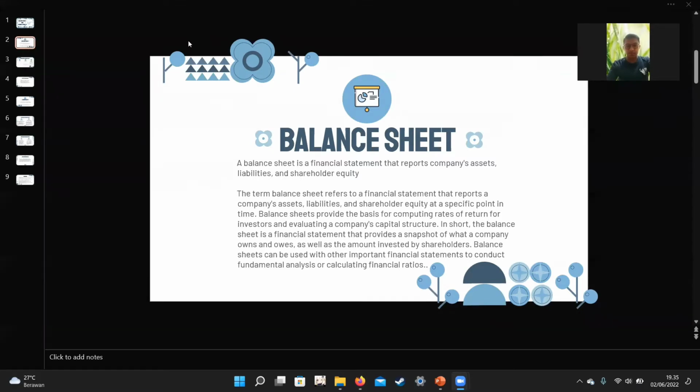capital structure. In short, the balance sheet is a financial statement that provides a snapshot of what a company owns and owes, as well as the amount invested by shareholders. Balance sheets can be used with other important financial statements to conduct fundamental analysis or calculate financial ratios.